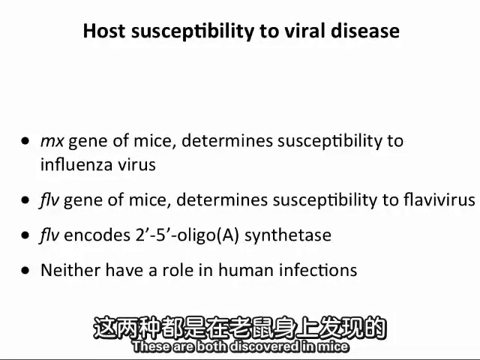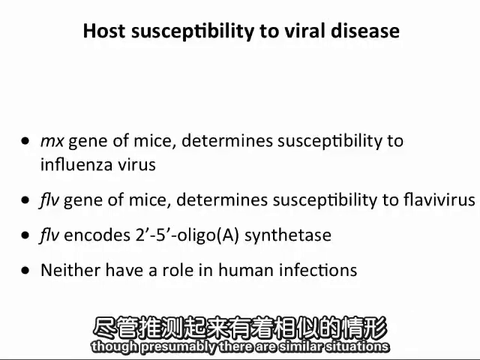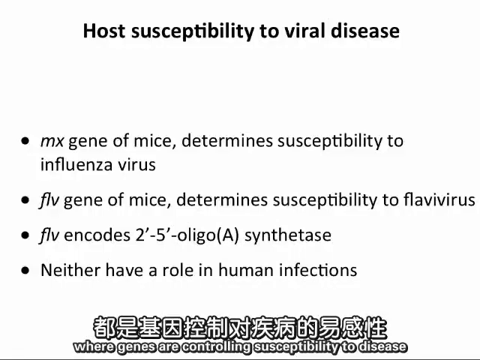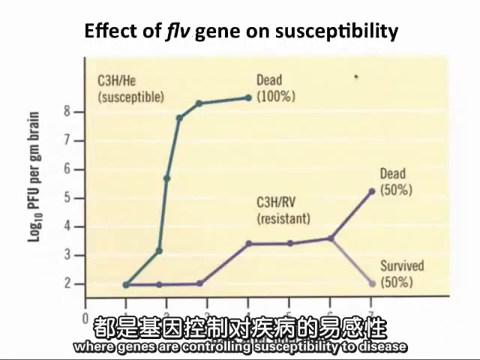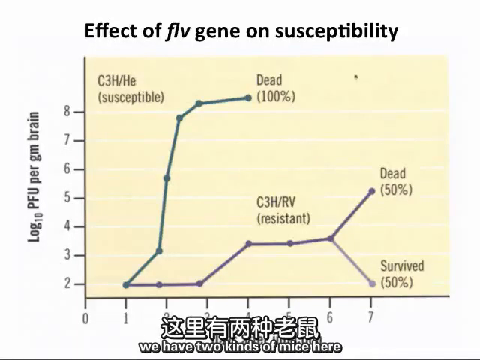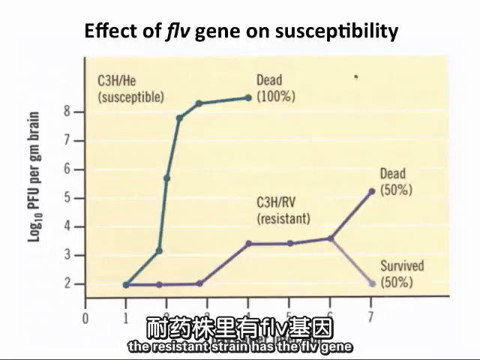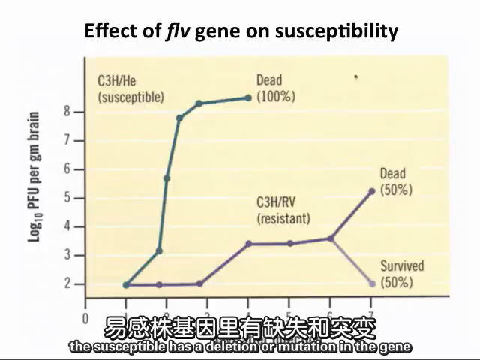These are both discovered in mice. They don't appear to have any role in people, though presumably there are similar situations where genes are controlling susceptibility to disease. Here's an example of the FLV gene. We have two kinds of mice here, a susceptible strain and a resistant strain. The resistant strain has the FLV gene. The susceptible has a deletion or a mutation in the gene.